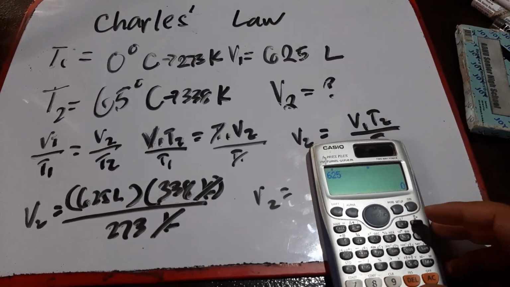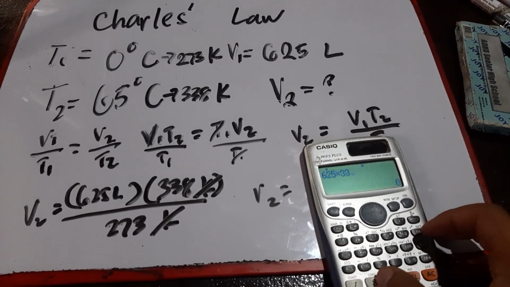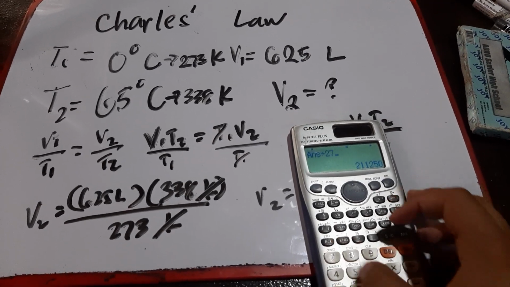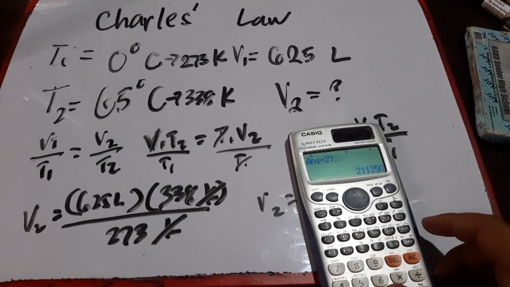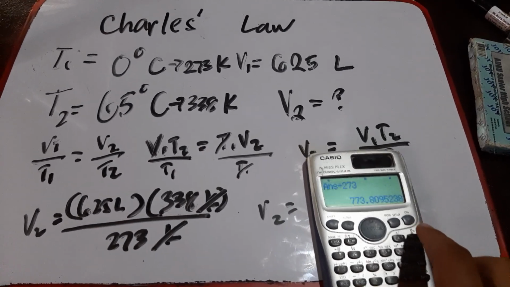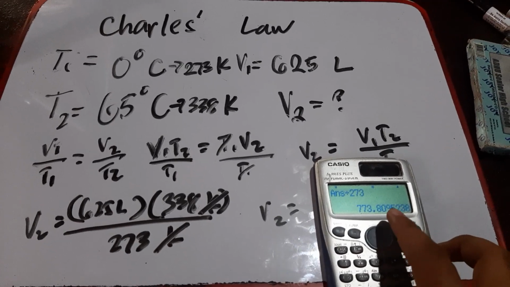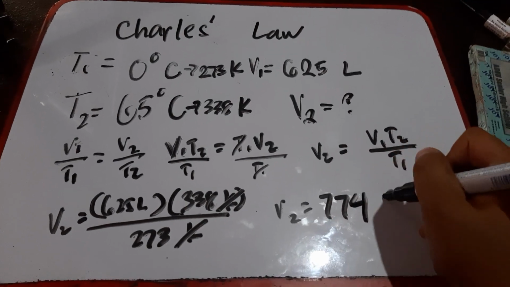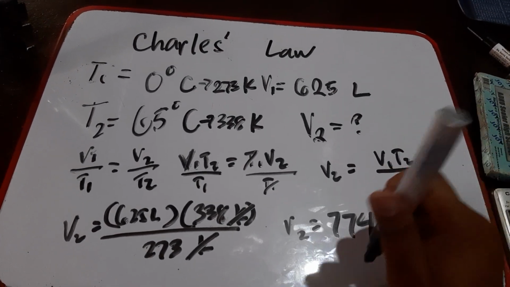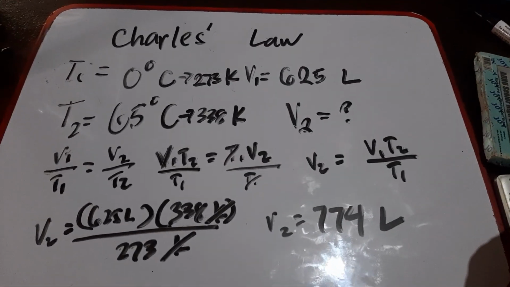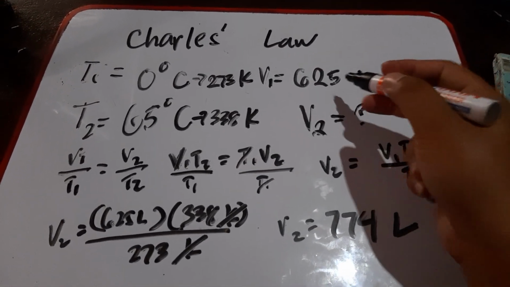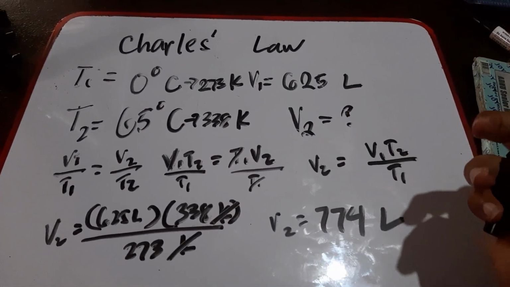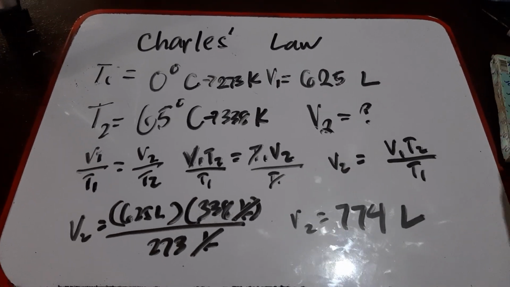That's 625 times 338 divided by 273, and that would give us 773.8. So that's 774 liters of balloon after we increased the temperature. All right. Now we followed through. The temperature increased, therefore the volume would increase. And there you have it, ladies and gentlemen, Charles's law.